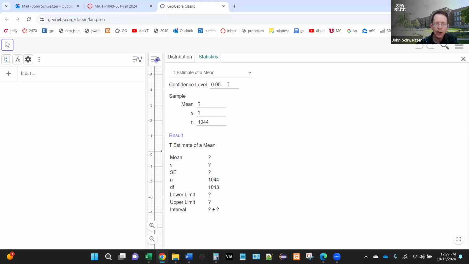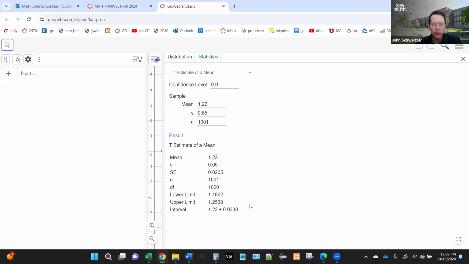And we want 90% confidence. So we go 0.9, then we put in this sample mean, 1.22. Seems really low to me, but anyway, 0.65 for the standard deviation. Then we put in this sample size, 1001. And there we go, we've got it. Okay, so about 1.19 up to 1.25.